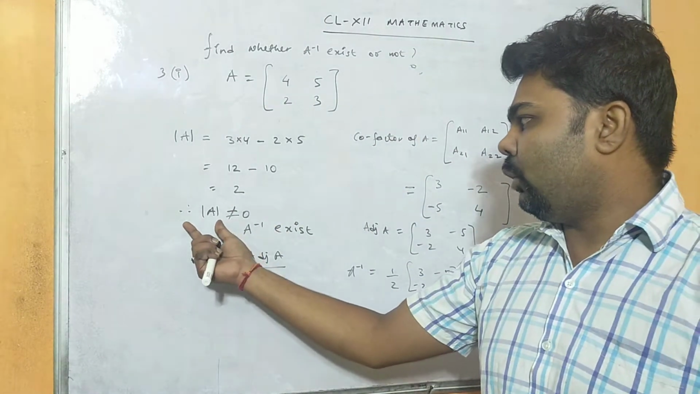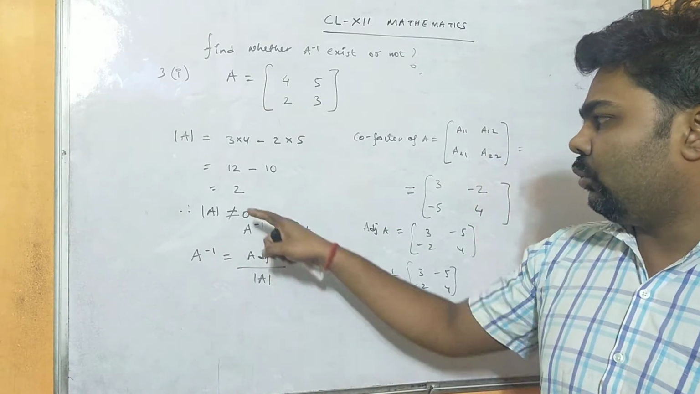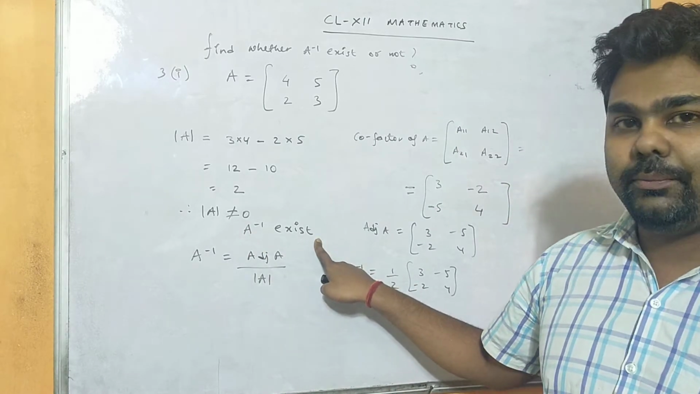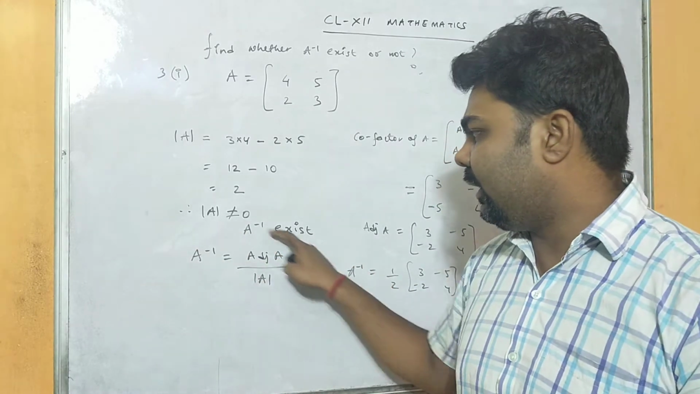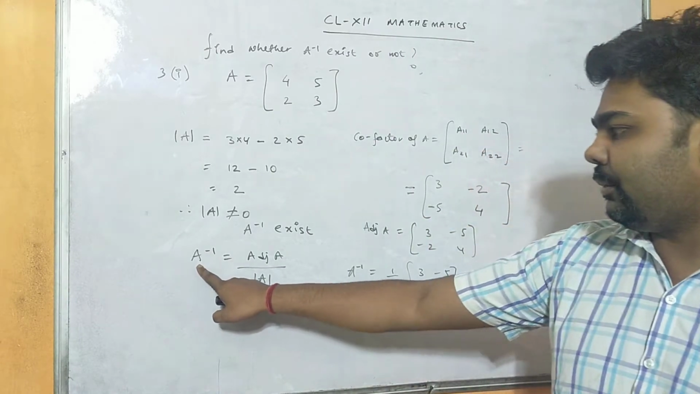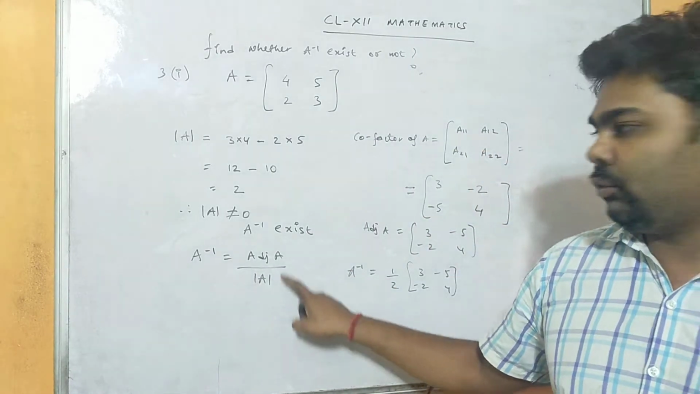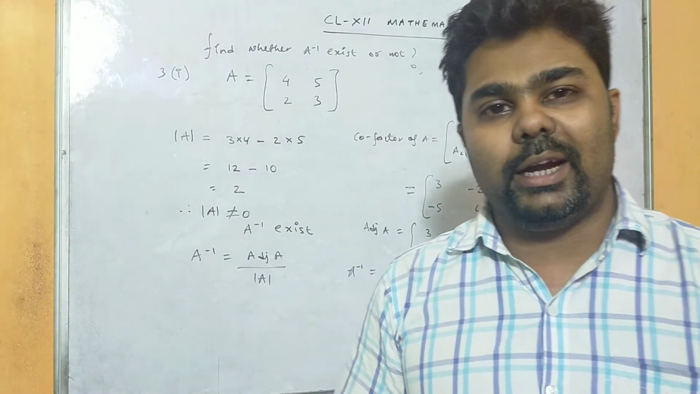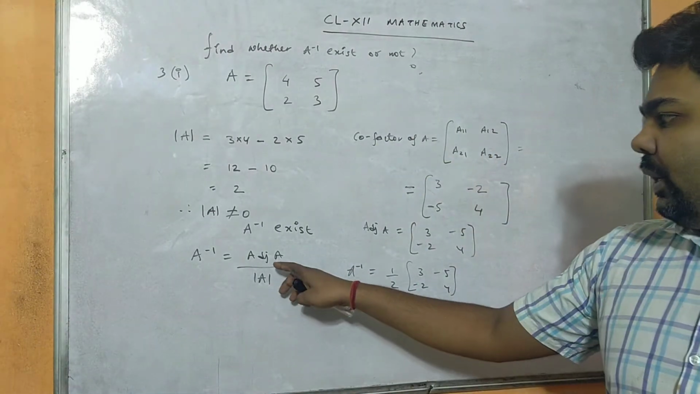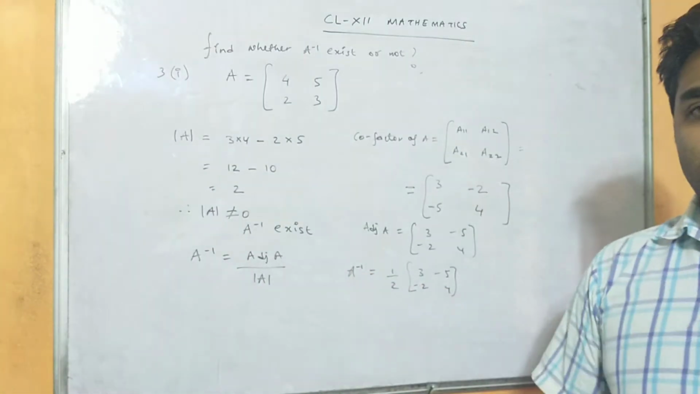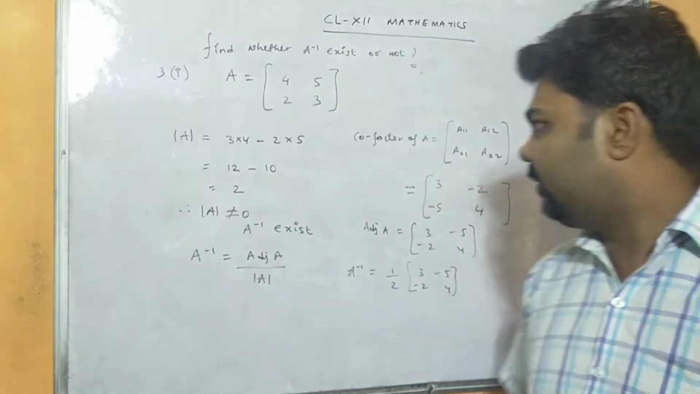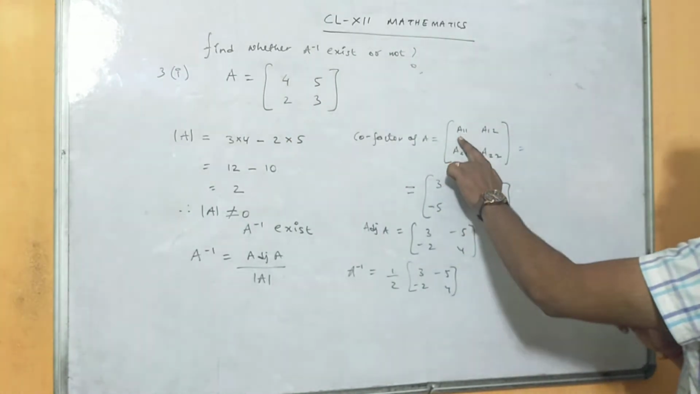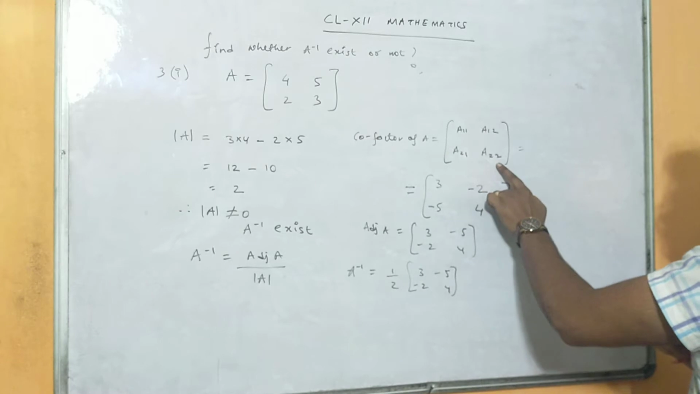So we can say, as mod A is not equal to 0, it is not a singular matrix, therefore A inverse exists. And the formula for the inverse of a matrix is given by adjoint A by mod A. So this formula we have to use. In my last class, I taught you how to get the adjoint of a given matrix. Whenever you are finding the adjoint of a given matrix, first you have to find the cofactor of the matrix. Cofactor of matrix A, of this matrix, what is this position? A11, A12, A21, A22.